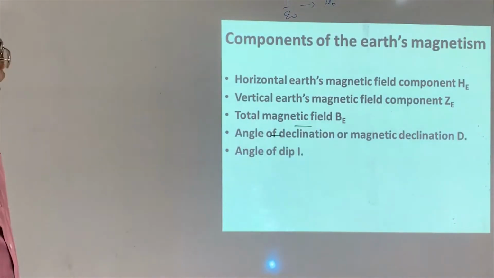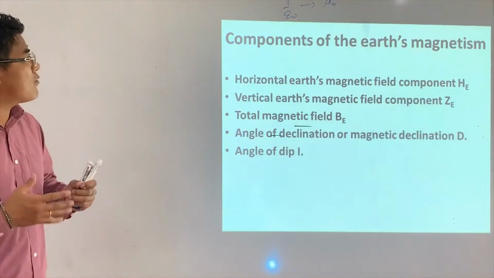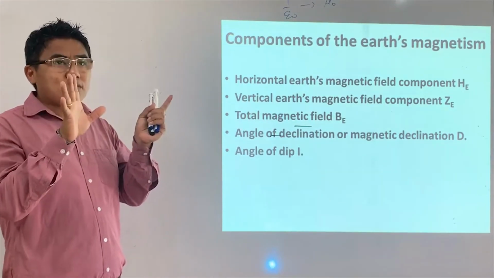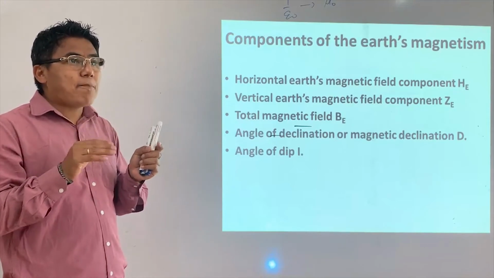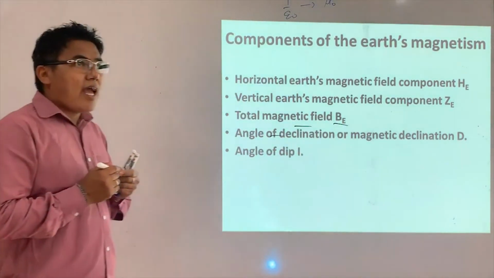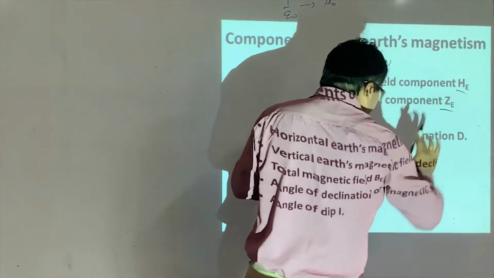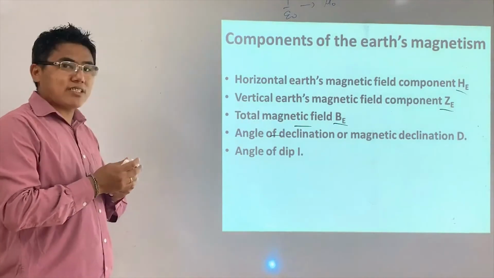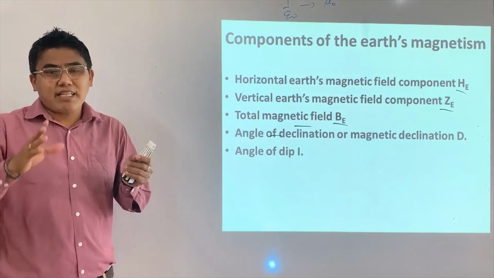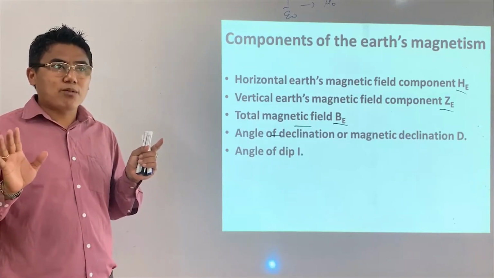Now, having this, I would like to divide Earth's magnetism into a few more components. Earth's magnetism is divided into three important concepts. We say the total Earth's magnetic field, and that total magnetic field can be resolved into vertical components and horizontal components. The magnetic meridian is nothing but the horizontal magnetic component. That you should keep in mind.